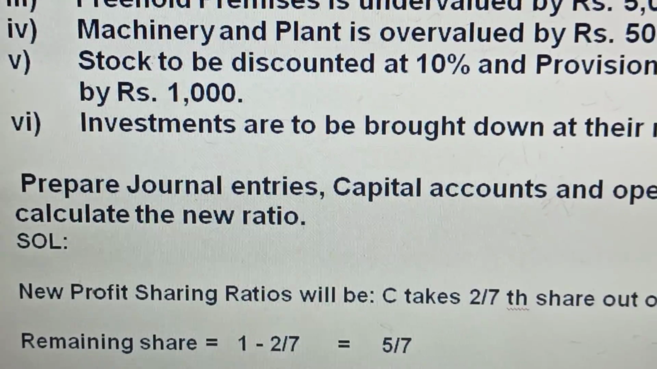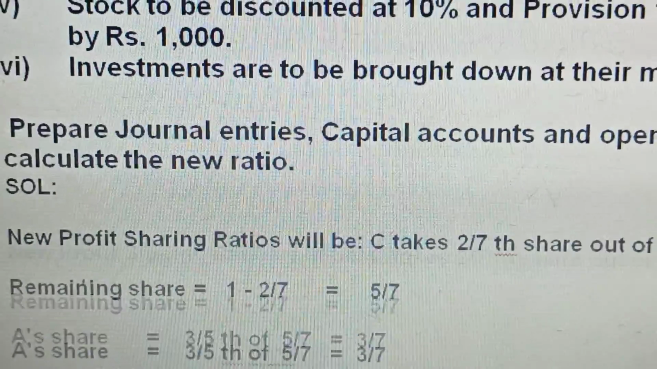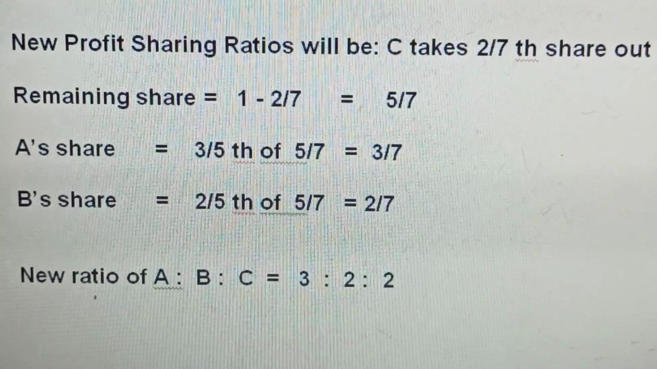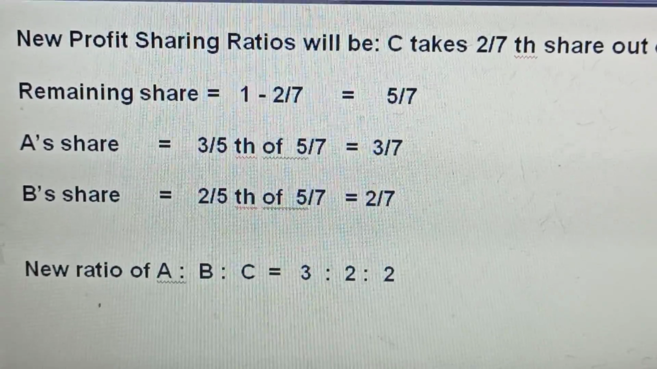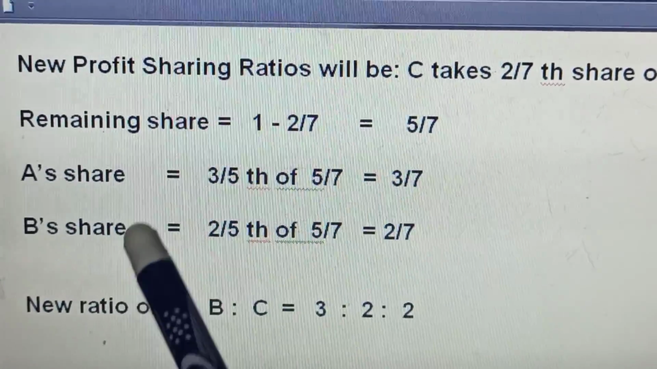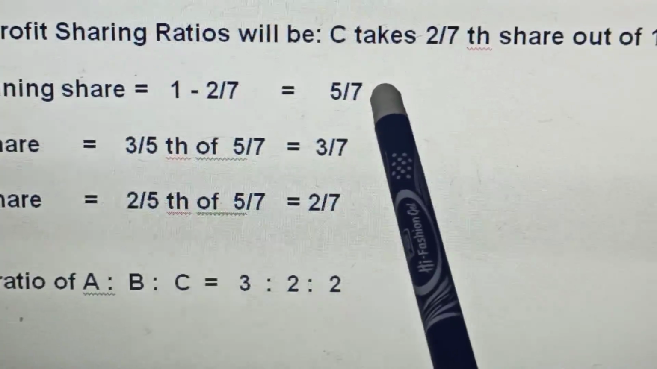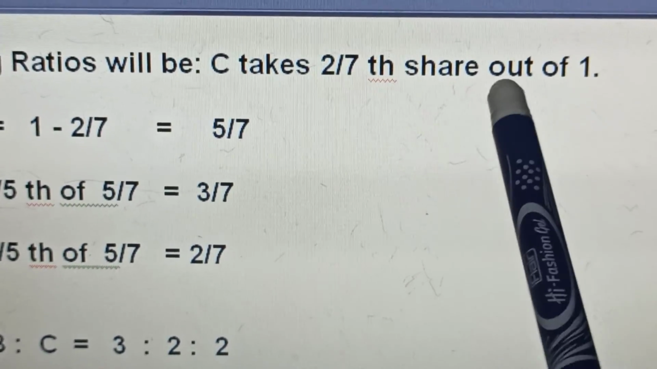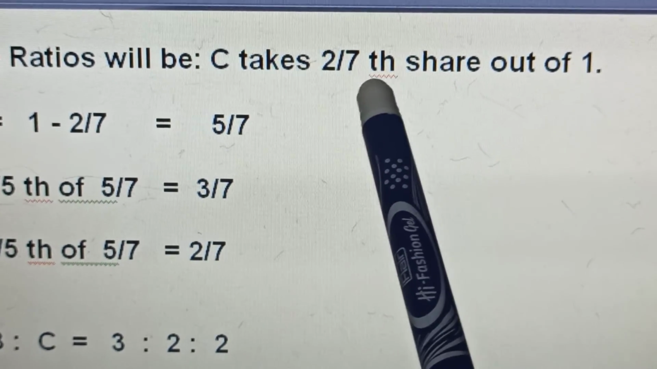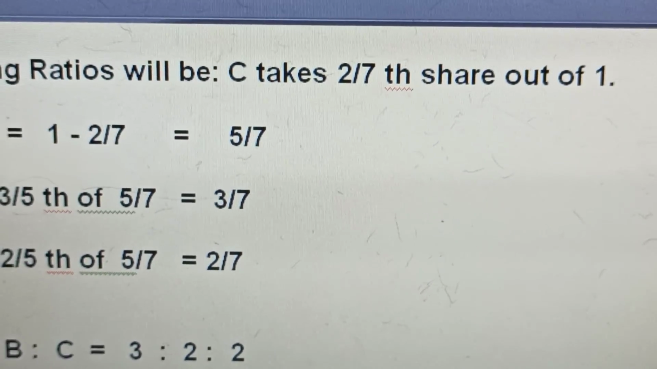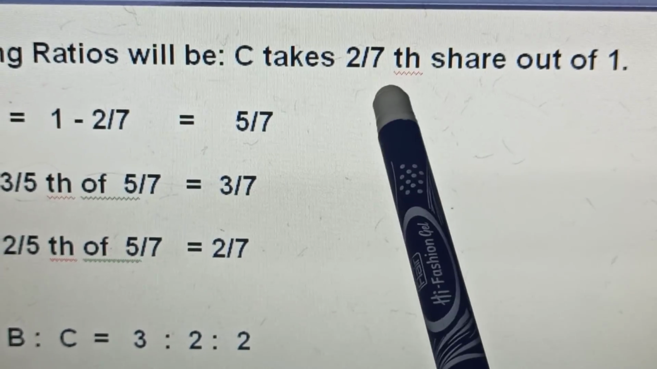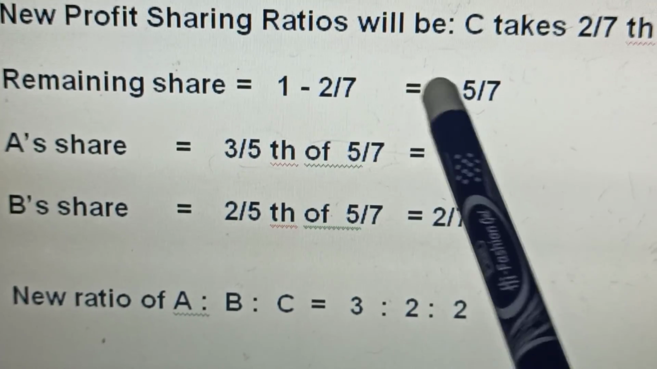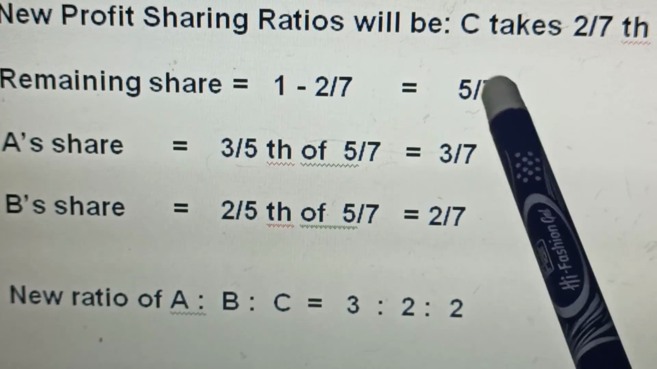So first of all, let us calculate the new ratio. In order to find out the sacrifice ratio and give the treatment of the goodwill, we have to find the new ratio. Now the new ratio will be the new profit sharing ratio. For that we know C takes 2/7 share. If C takes 2/7 share out of 1 share, that means 1 minus 2/7 is left for the other two partners. The remaining share is 5/7 for A and B.